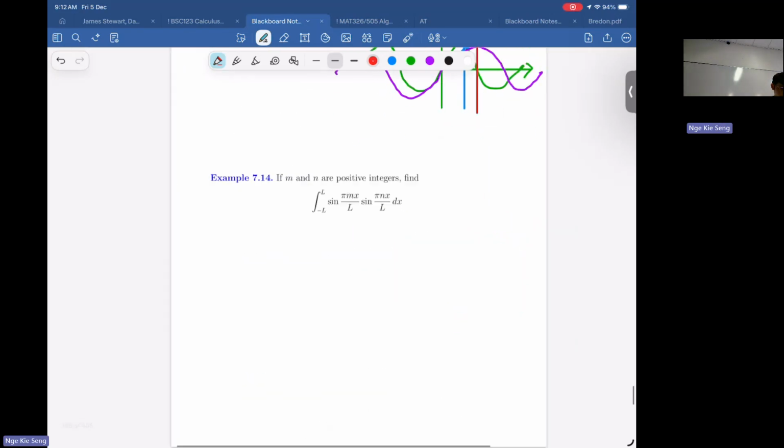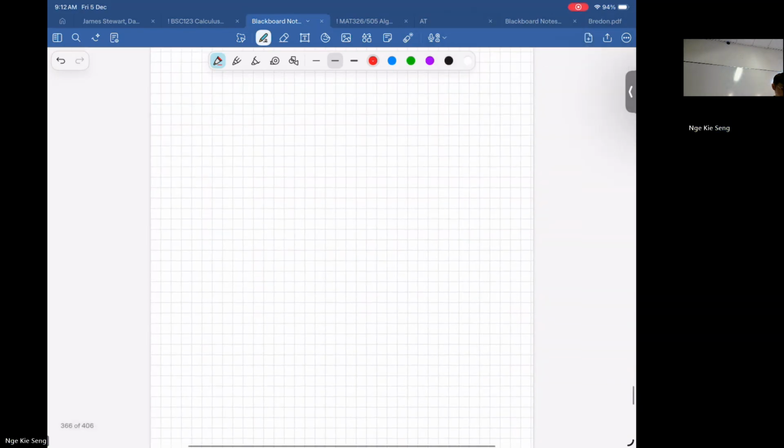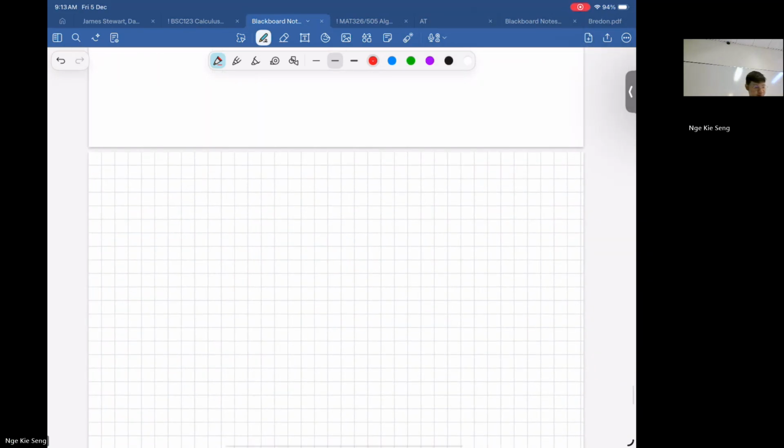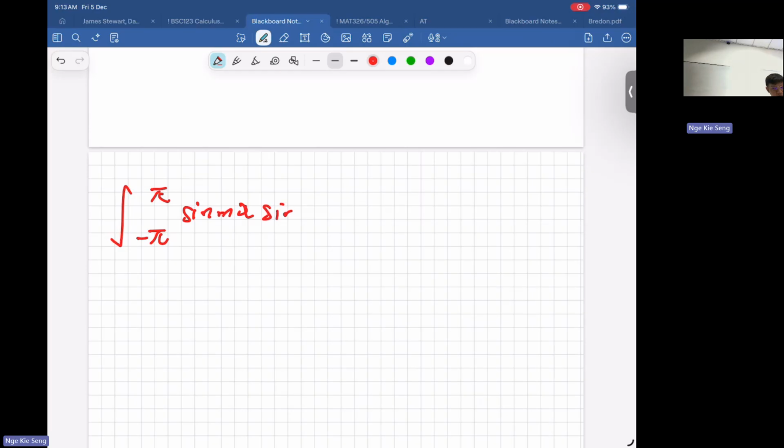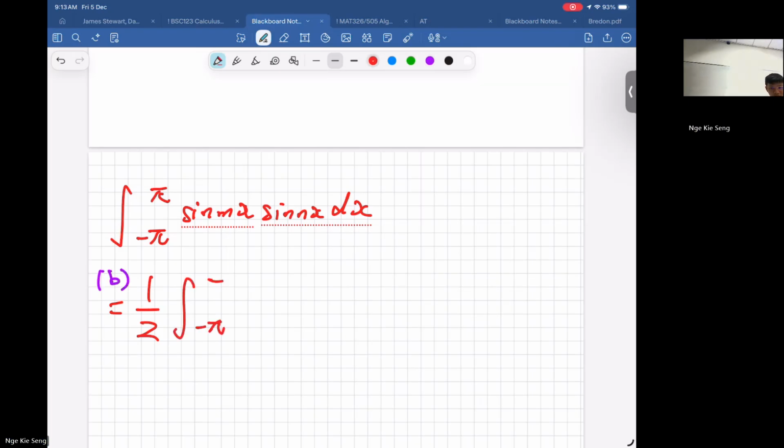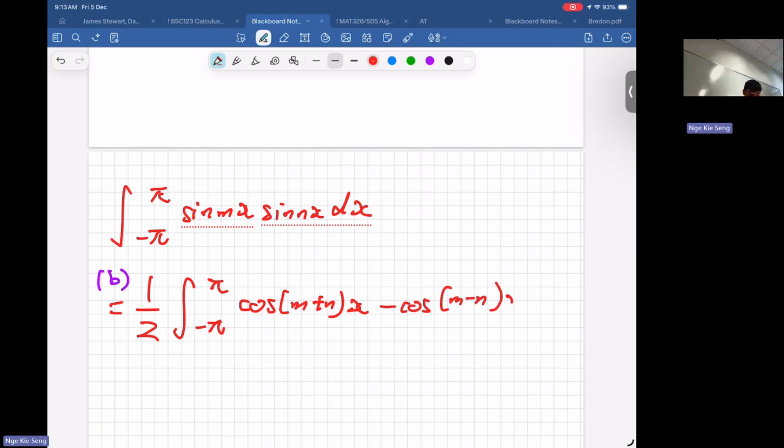You can start to calculate, because this step is kind of long. You can try calculating with me together, to see if we get the same thing or not. So if we use B, what do we get? We get cos((m plus n) times x) minus cos((m minus n) times x) dx.